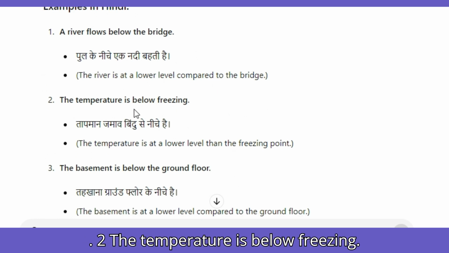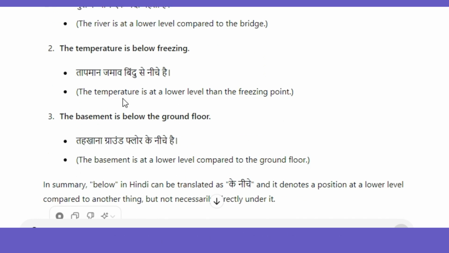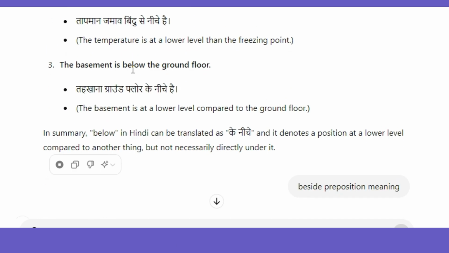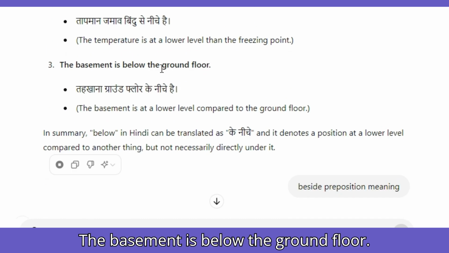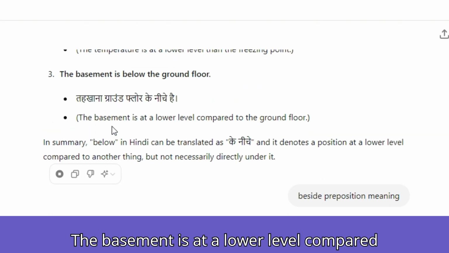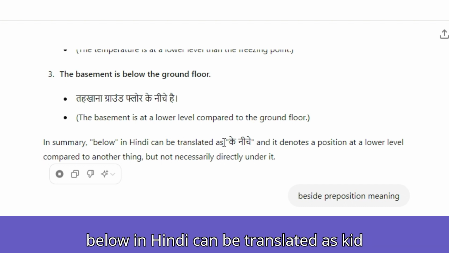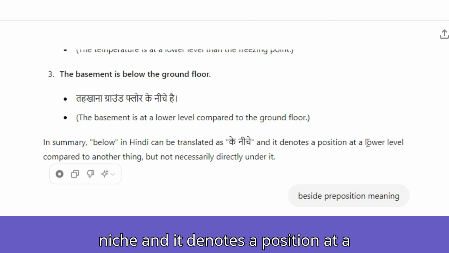2. The temperature is below freezing. Tapman jamav bindu se niche hai. The temperature is at a lower level than the freezing point. 3. The basement is below the ground floor. Tehkhana ground floor ke niche hai. The basement is at a lower level compared to the ground floor. In summary, below in Hindi can be translated as ke niche, and it denotes a position at a lower level compared to another thing, but not necessarily directly under it.